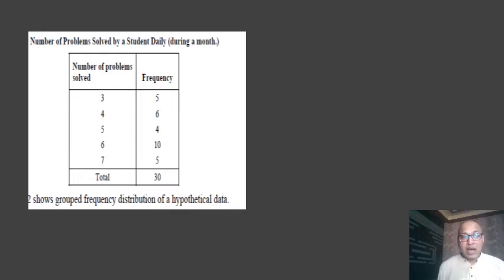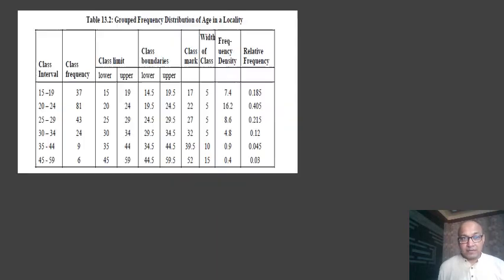Now I will show you the second type of distribution table. This is the example of grouped data. In this table, I have given the age of people in a locality.